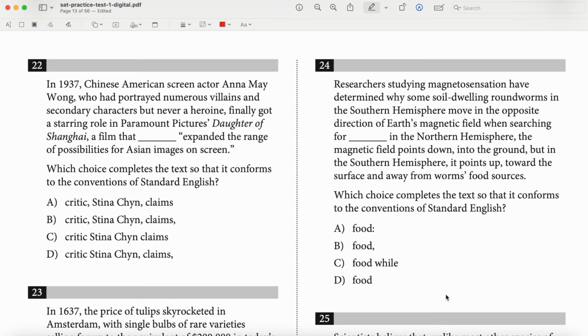Whenever you see a full title like this, you want to avoid those commas. And frankly, you don't need them. I know it's a mouthful. But you just don't need the commas around critic and after critic and Stina Chin. I'm going to read it one more time. It should sound all right. So this lady finally got a starring role in Paramount Pictures' Daughter of Shanghai, a film that critic Stina Chin claims expanded the range of possibilities for Asian images on screen. That's a lot, but it works. If you know the rule, you've got a full title here. You just don't need to break that up. Does that make some sense?